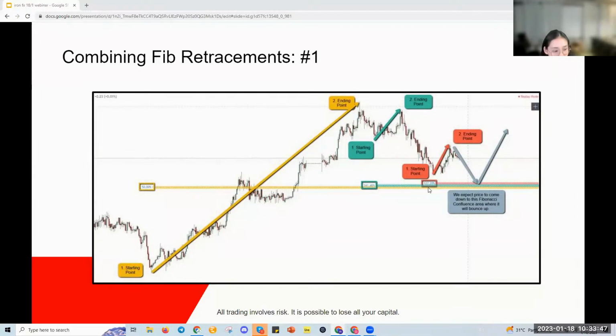So lastly, we have a 127.2% Fibonacci expansion starting here and ending here. So ultimately, we have three Fibonacci levels all lining up, and it gives us a very strong Fibonacci confluence area. What we're going for is to play a bounce from a strong area of Fibonacci confluence support, which is basically all the colors lining up in this area.